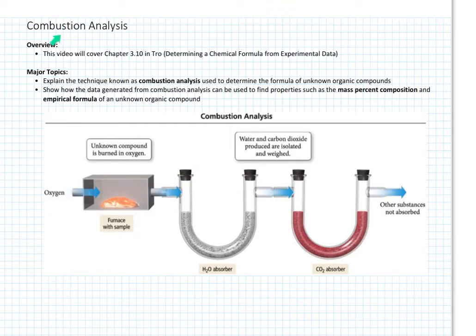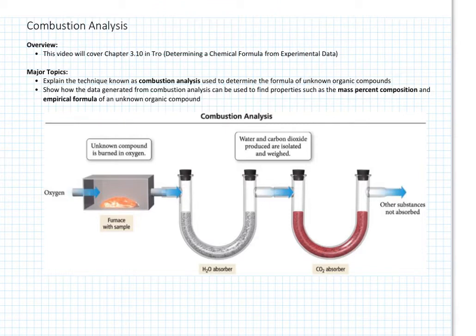Today we're going to talk about a technique called combustion analysis, which is used to determine what the chemical formula for an unknown organic compound is. This comes from section 3.10 intro, determining a chemical formula from experimental data.